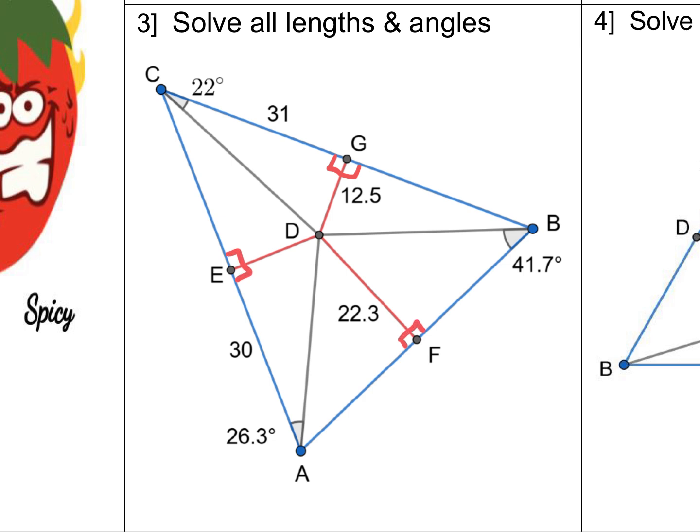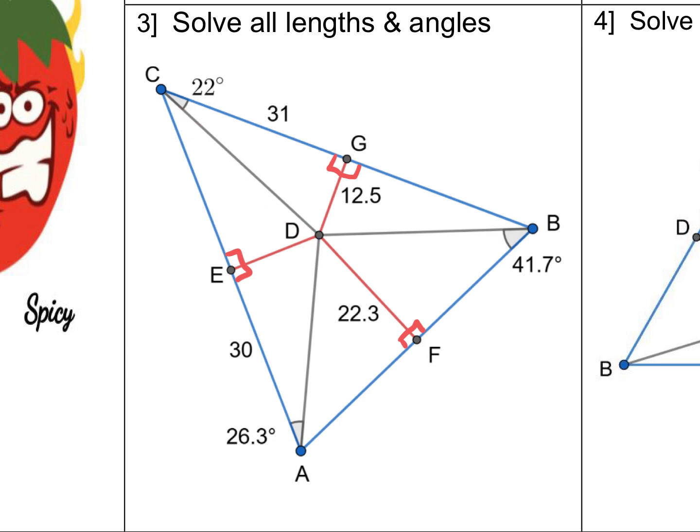Where those perpendicular bisectors meet, so here's a perpendicular bisector, FD is a perpendicular bisector, and GD is a perpendicular bisector. Where those perpendicular bisectors meet is called the circumcenter. Now, the unique thing about a circumcenter is that the line from the circumcenter to the vertex is the same distance no matter where the circumcenter is in the triangle.